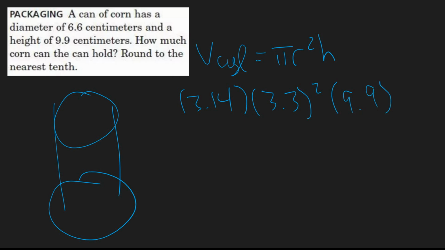So I'm going to multiply all of these together. I'm going to do 3.14 times 3.3 times 3.3 times 9.9, and I'm going to get 338.5. I'm rounding down to 0.5 because the next number is a 2. That's going to be in cubic centimeters. That's that problem right there.